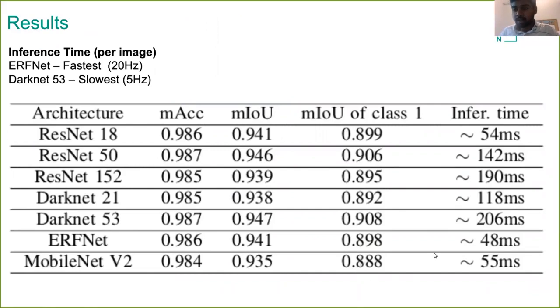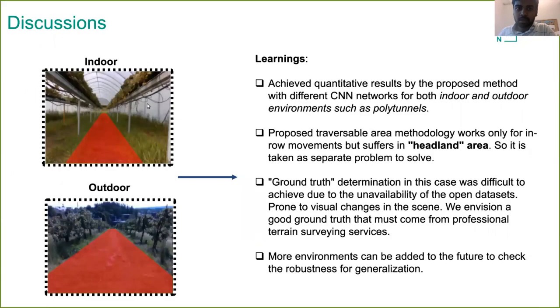And the inference time is the actual time it takes to predict the image. We found that ERFNet is the fastest one, at almost 20 hertz, and DarkNet with 53 layers is 5 hertz. Even the 5 hertz one is more than enough, considering the robot goes at a very minimal speed while doing particular operations. So this whole CNN method is feasible for real-time application.